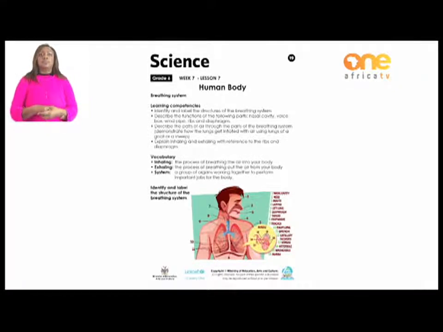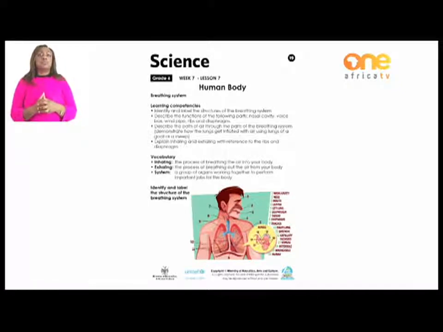Let's get started. We say that our first competency is to identify and label the structures of the breathing system. So our bodies are made up of different parts, but those body parts don't belong to a certain system. They belong to various systems. So for today, we are going to learn which parts belong to the breathing system and where they are situated in our bodies.